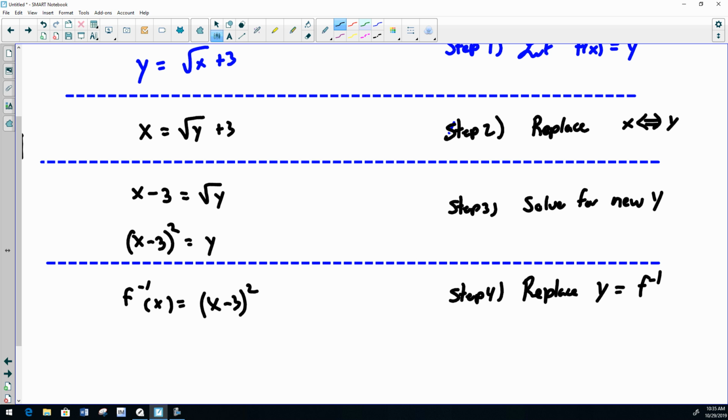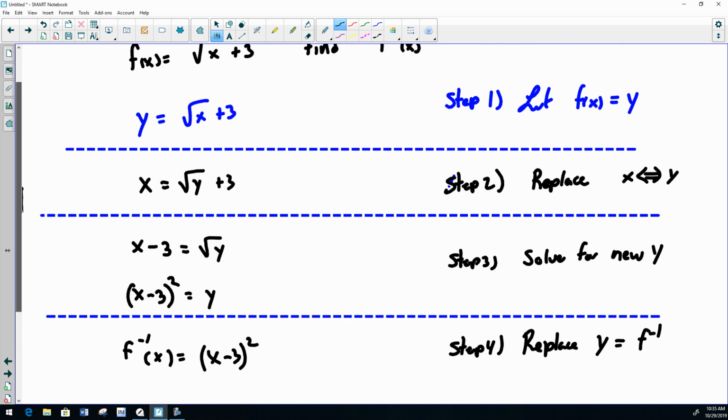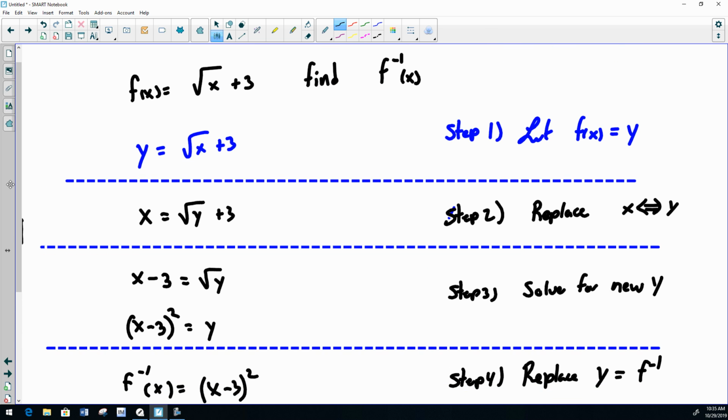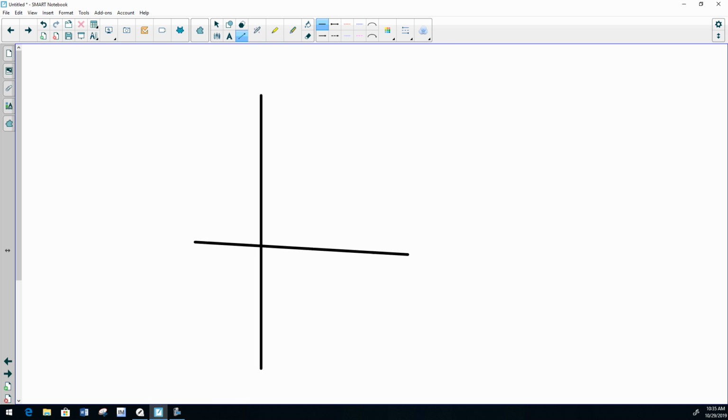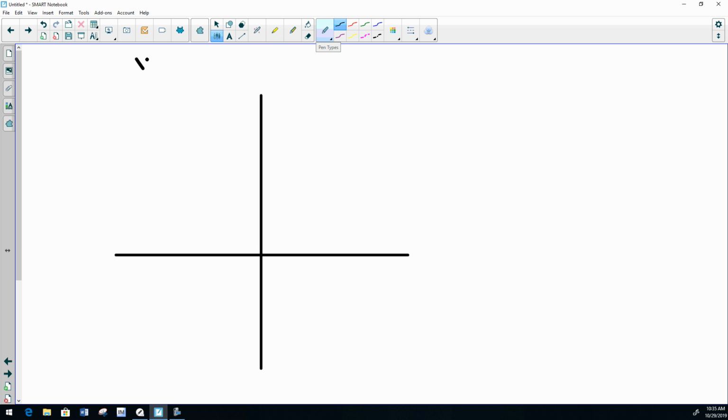I can prove to you why it's not. I'm going to go to another screen here. This is our parent graph moved up 3. Last year, you guys studied parent graphs in honors algebra 2 trig. It looks like this. And here's the inverse that we just found. x minus 3 squared.